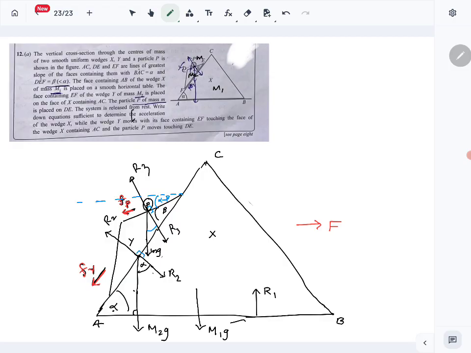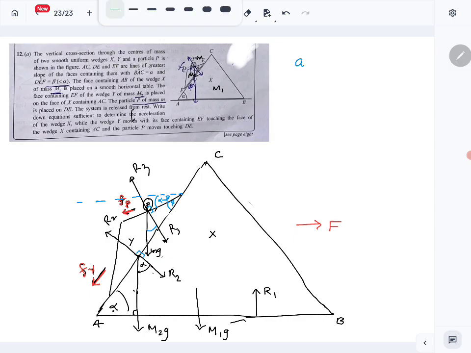So what do we know? How do we find that one? We know alpha minus beta, beta, right? This is beta. We'll come back to this angle. So let's define the terms.